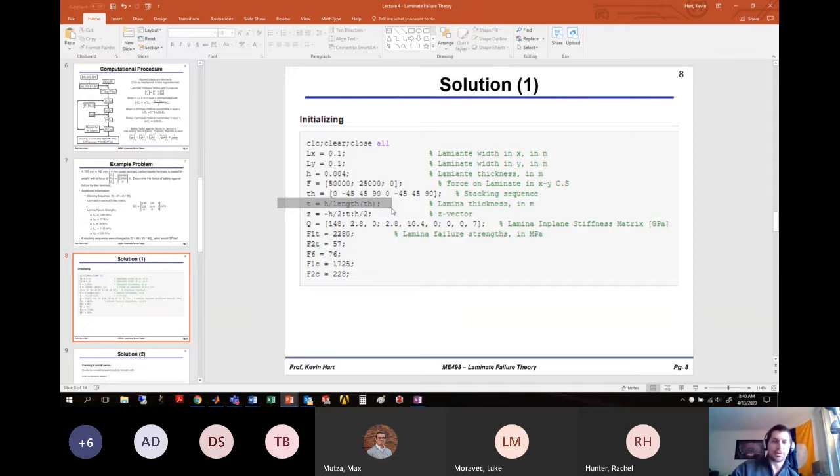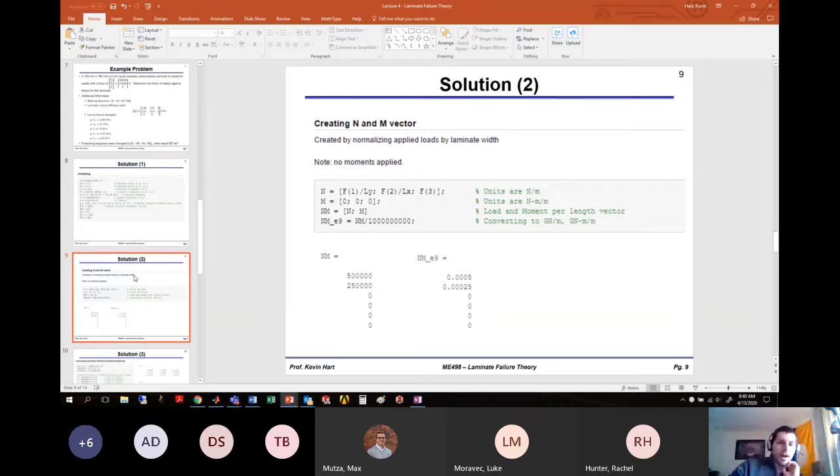Okay, so each individual one layer. And then Z, this is my locations of each one of the individual layers. And by the way, some of you guys creating this Z vector, very suspicious. I've seen crazy for loops trying to create these Z values. You're going from negative h on 2 to h on 2 with a spacing of t. This is all you really need. All right. Q matrix, and then here are my failure stresses for the lamina.